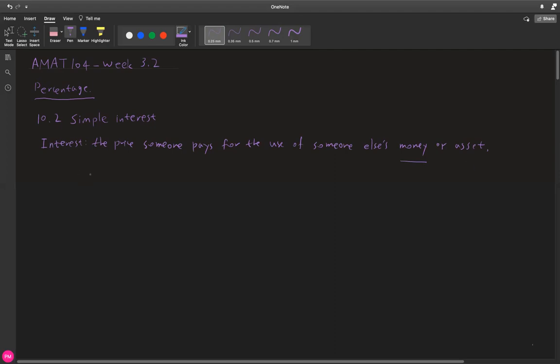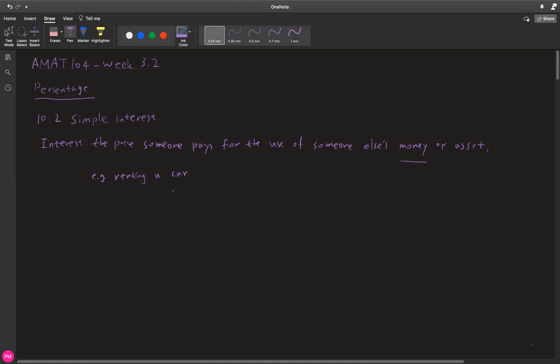For example, some examples of interest in real life that you might be very familiar with would be the rental cost. For example, renting a car, you have to pay the rental fee, and that is a form of interest because you're using someone else's asset for a fee. You're paying for something, but you're not buying it. So you're actually renting it for some fee for some period, and that's basically what the interest is.